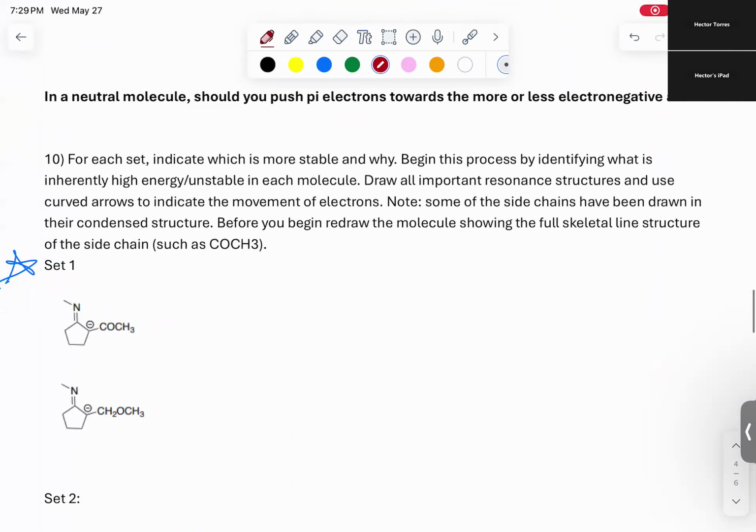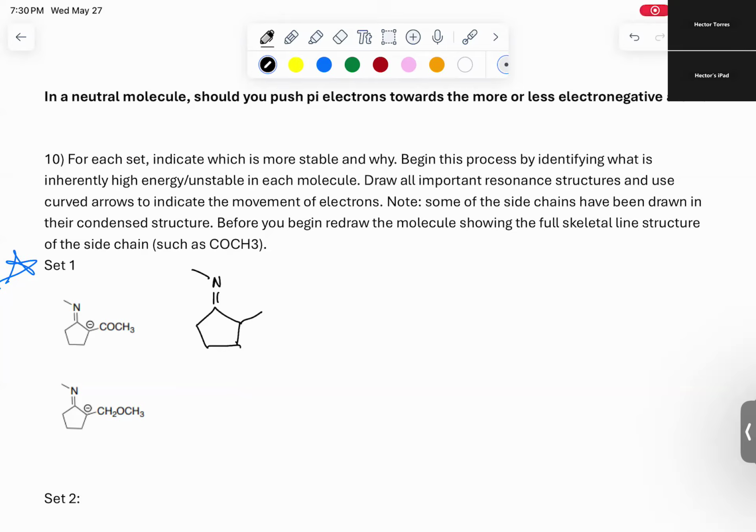Okay, on this one, it says to draw all the resonance structures and show the arrows, and then decide which one is going to be more stable. So for this first one, most people are going to want to just use the drawing as is. However, I would highly recommend that you redraw it so that you can see what the full structure is, because if you don't, you're going to miss it.